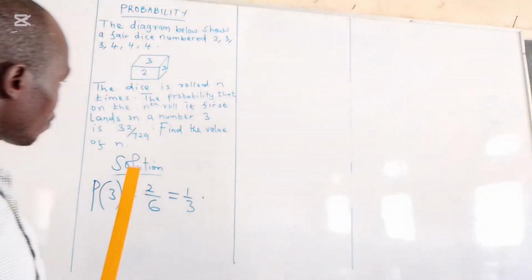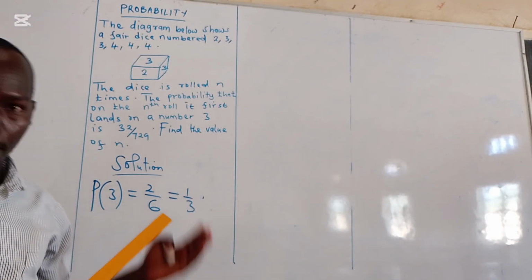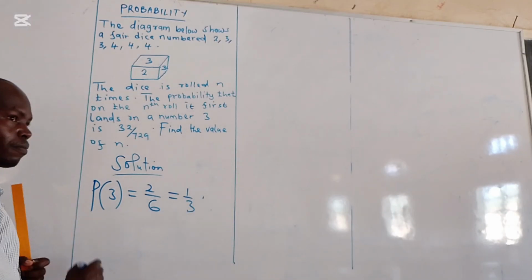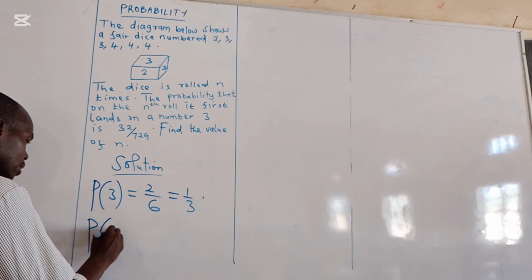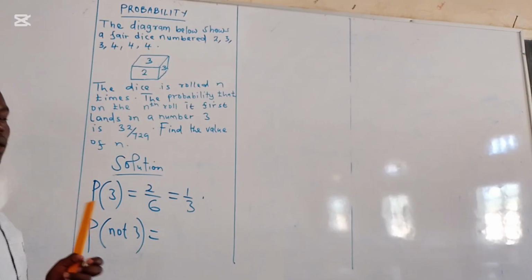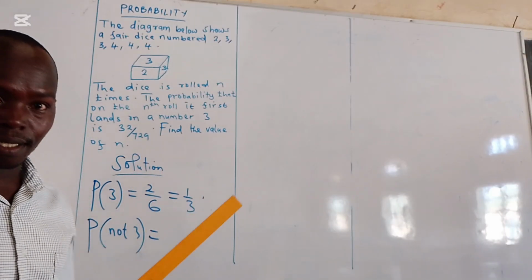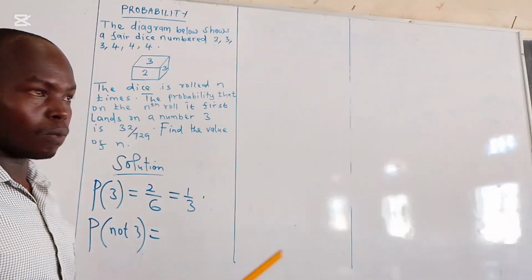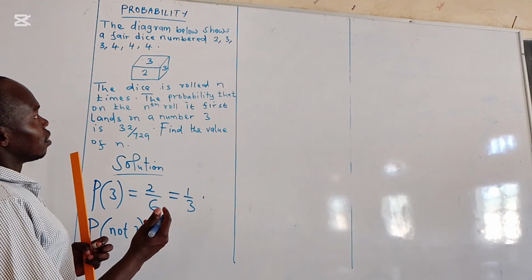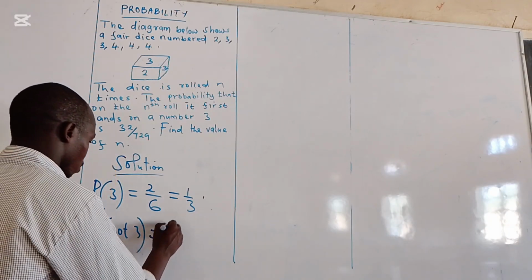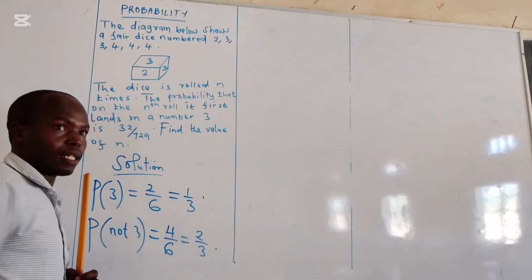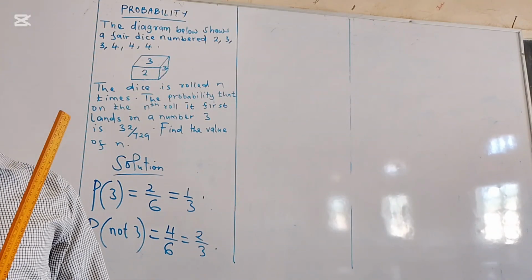Number 2, we find the probability that a 3 does not land. Probability that it is not 3. This one we determine by taking the number of faces that are not marked 3, which means the 2 and 4s, which is 4, over total 6. 4/6 is equal to 2/3 when simplified.